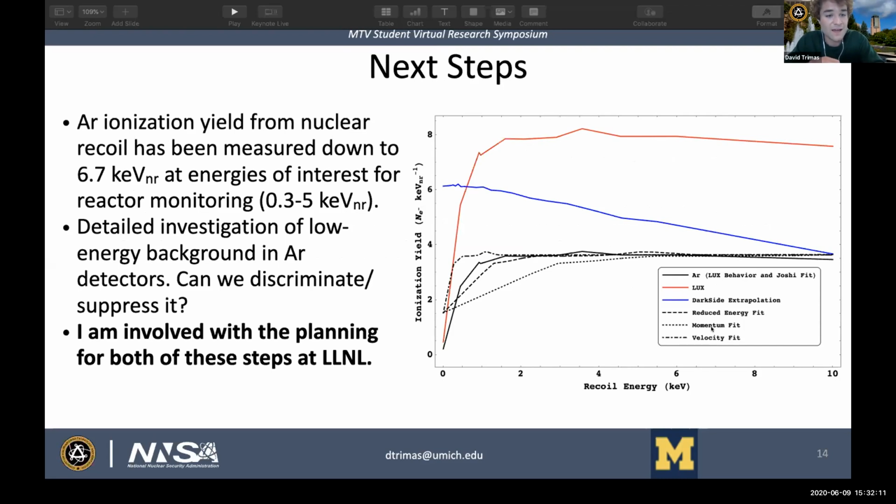There still does need to be ionization yields for liquid argon, which is what I was talking about, at the energies of interest for reactor monitoring, which is 300 eV to 5 keV nuclear recoil. And also background needs to be studied at low energy so that we can possibly in the future discriminate or suppress it. I'm involved with both of these at Lawrence Livermore National Labs. And thank you for your time. That's all I have today.